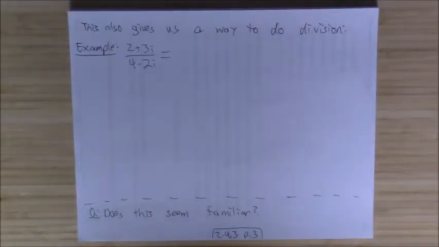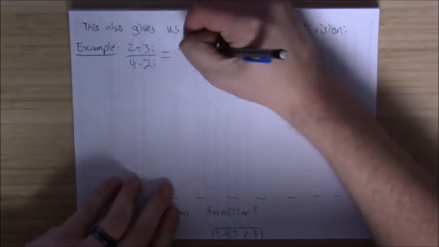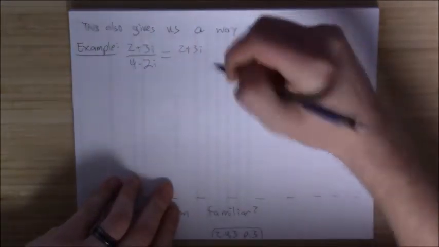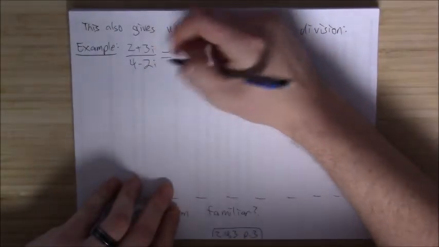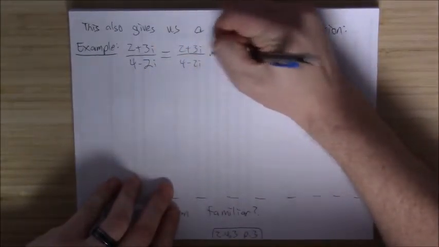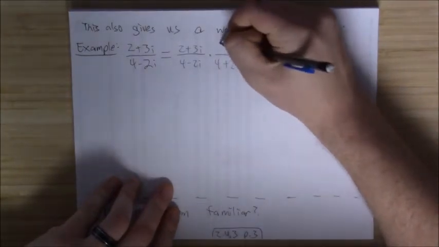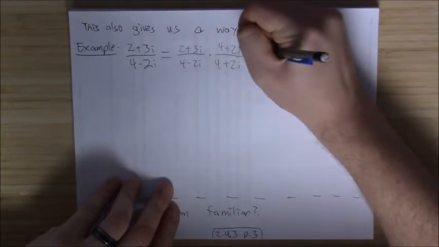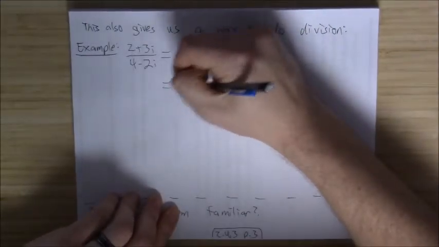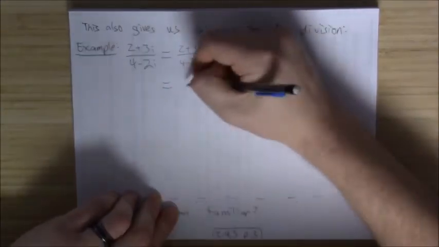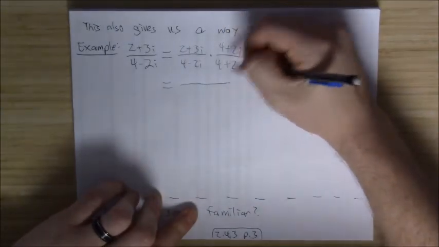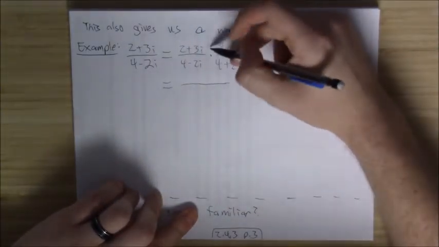So again, these are similar to the last example I worked. So, moving on, we actually get a way to do division now as well. And the way we're going to do division is, to divide, we're going to multiply the top and bottom by the conjugate of the bottom. Namely, 4 plus 2i, 4 plus 2i. And the reason we do this is because then the bottom will become a real number. Whereas the top, we can just FOIL out.